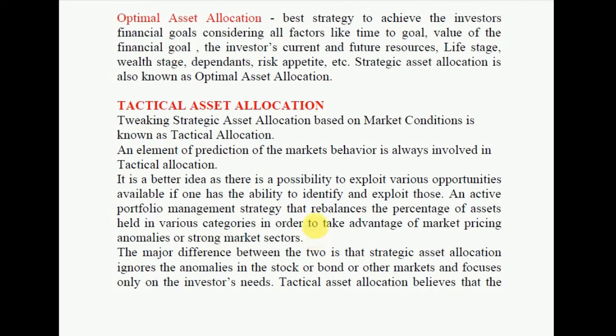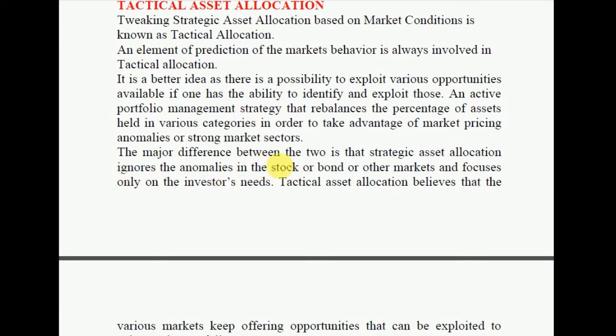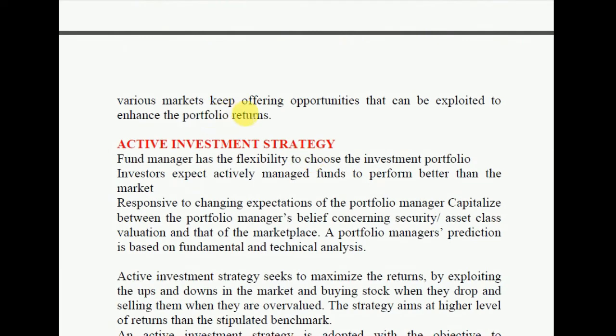The major difference between the two is that strategic asset allocation ignores the anomalies in the stock or bond or other markets and focuses only on the investor's needs. Tactical asset allocation believes that the various markets keep offering opportunities that can be exploited to enhance the portfolio return.